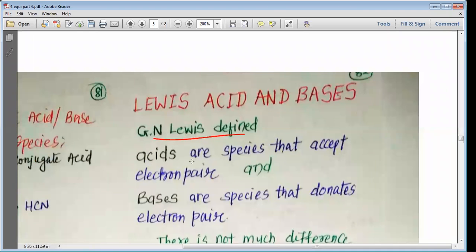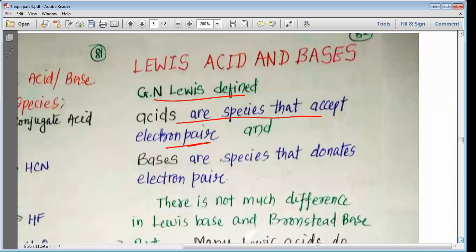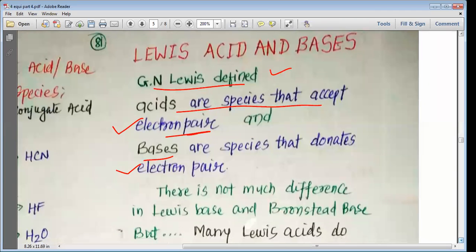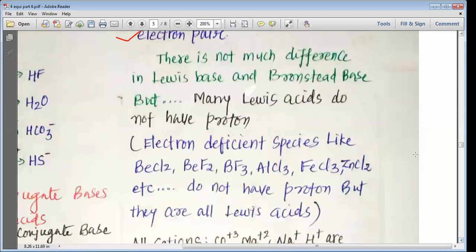G. N. Lewis defined that acids are the species that accept an electron pair. Please remember that Lewis has said that acids are those substances which accept an electron pair, and bases are those species that donate an electron pair. So those species that can donate an electron pair are bases, and those species that can accept an electron pair are acids. There is not much difference between Lewis base and Bronsted base.